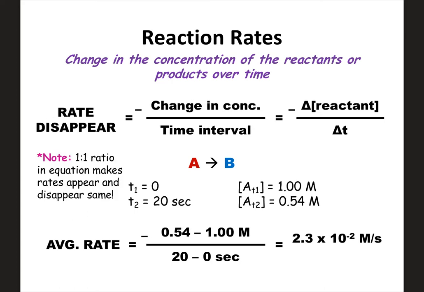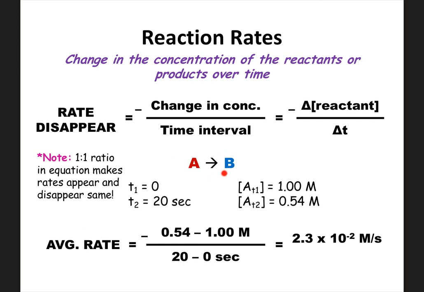If we wanted to look at the rate of disappearance of one of the reactants, remember, reactants are disappearing here. They're going to be used up and the products are going to be formed. So it's still going to be the change in concentration over change in time. You just need to realize here that these are being used up or disappearing. So it's negative the change in concentration of the reactant over the change in time.